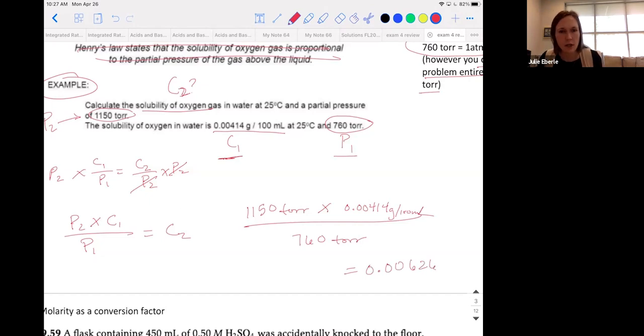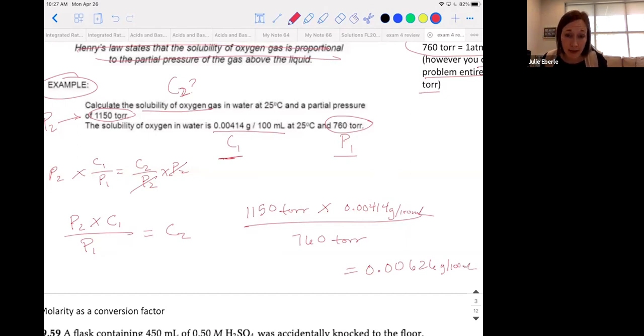I got 0.00626. Is that what y'all got? Did I do that right? Yeah, okay. And what are the units there? Gram per 100 ml. That's my new solubility.